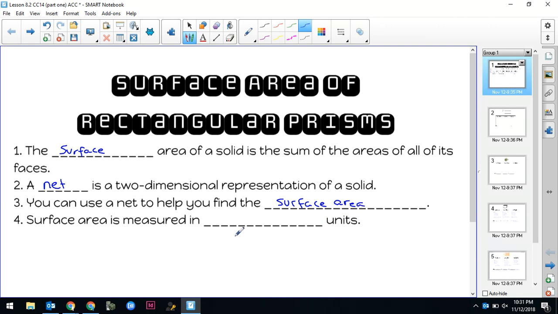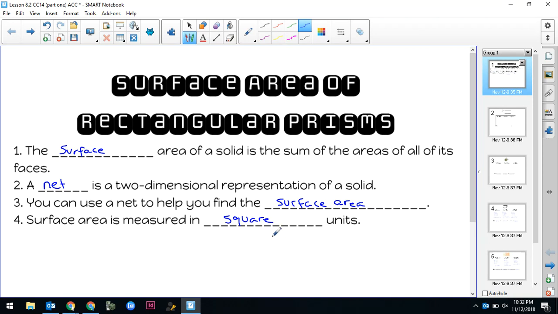And then lastly, surface area is measured in, and this might surprise you, but it's measured in square units. We think about surface area, remember it's still just area. We can flatten out a three-dimensional shape and still make it two-dimensional. A lot of times when we start getting into three-dimensional, we want to cube those units. That's not till we get to volume. We'll talk about that on Friday.